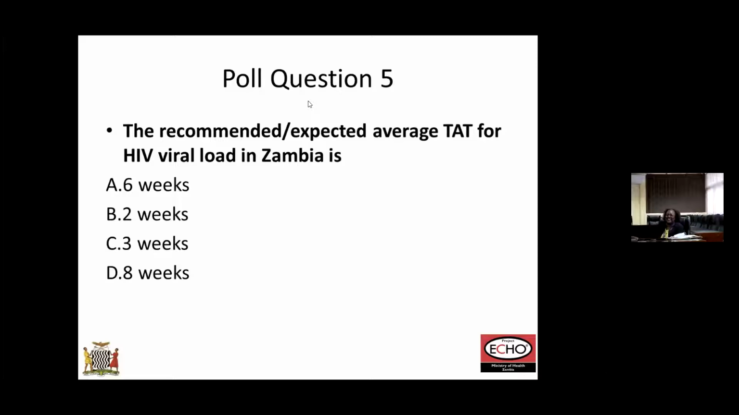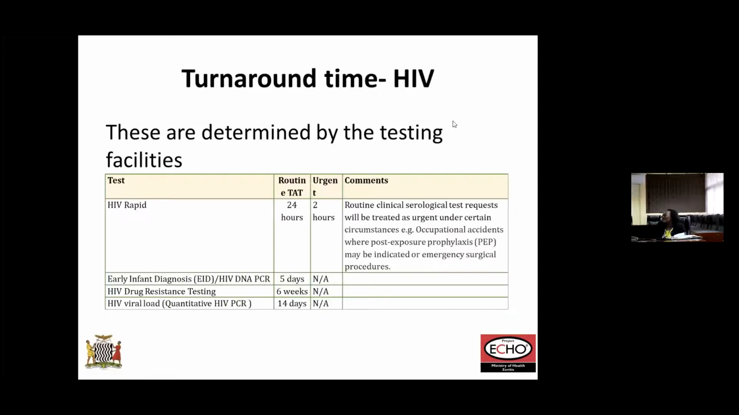So I'm going to share the results, and I hope this is pertaining on the ground. Some people felt it was 6 weeks, but 93% of us felt that it's actually within 2 weeks that I should have my viral load if it was collected. Some people felt it was 3 weeks, others felt that it was 8 weeks. We will be told very soon. Okay, so those are the turnaround times that have been defined.